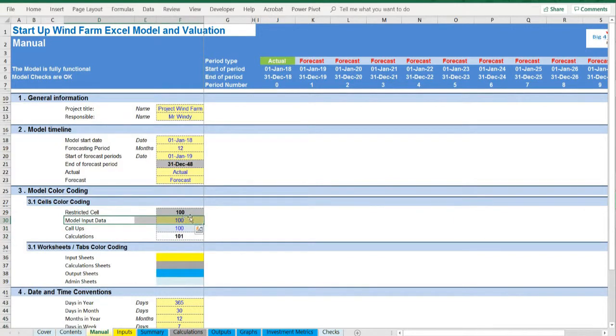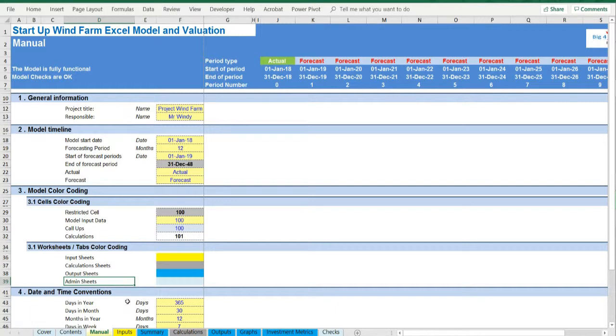Inputs are always depicted with a yellow fill and blue letters, call-ups, that is direct links from other cells, are filled in light blue with blue letters, while calculations are depicted with white fill and black characters. There is also a color coding for the various tabs of the model. Yellow tabs are mostly assumptions tabs, gray tabs are calculations tabs, blue tabs are outputs tabs, that is effectively results or graphs, and finally light blue tabs are admin tabs, for example, the cover page, contents, and checks.